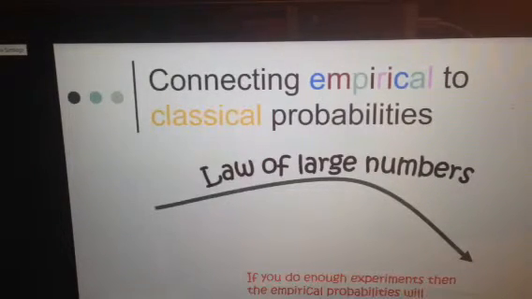So, if you do enough experiments, then the empirical probabilities will match the classical expectations. And that's just what the law of large numbers is.